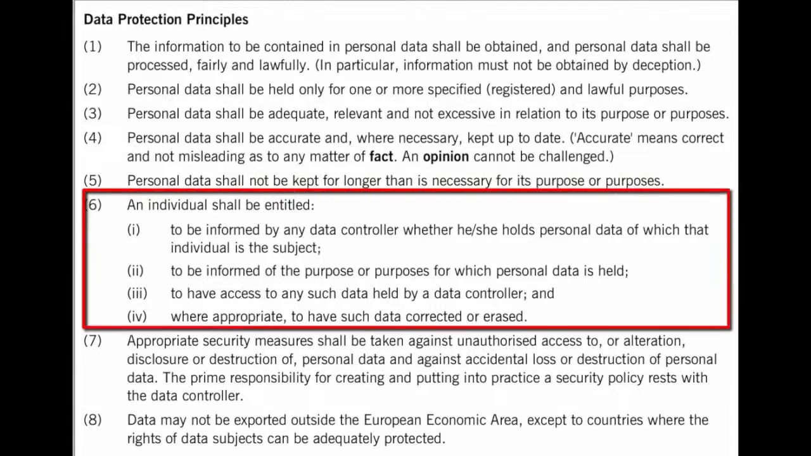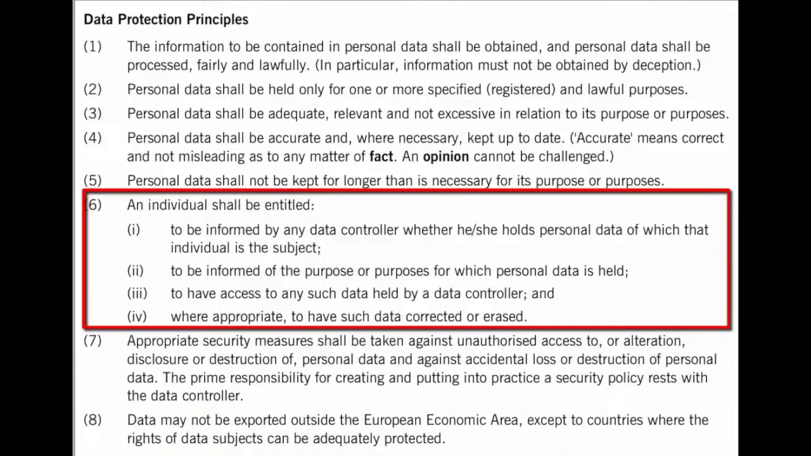6. Rights of data subjects. Explanation. Individuals have rights concerning their personal data. They can inquire if their data is held, access it, understand its purpose, and request corrections or deletion where appropriate.